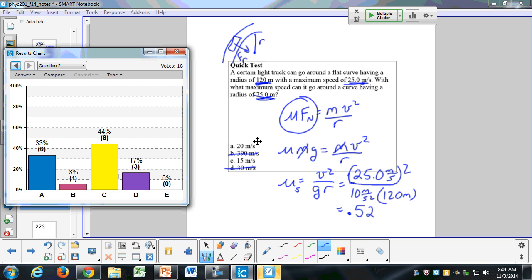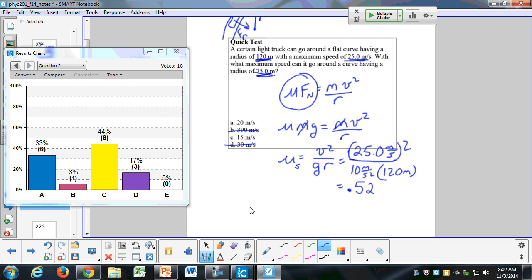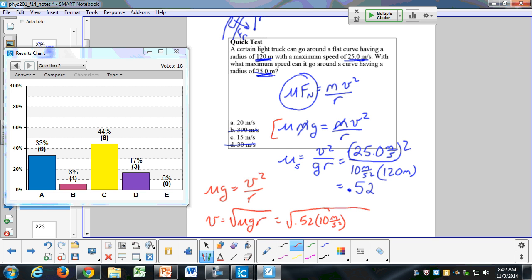And then I can take our other values. I can take the same thing. I can say mu times g equals v squared over r, just taking this expression. And now I'm solving for v. So v is going to be the square root of mu g r, which is equal to the square root of 0.52 times 10 times r, which is 75 meters. I get 20 meters per second. All right, which is the right answer. So A is the right answer.